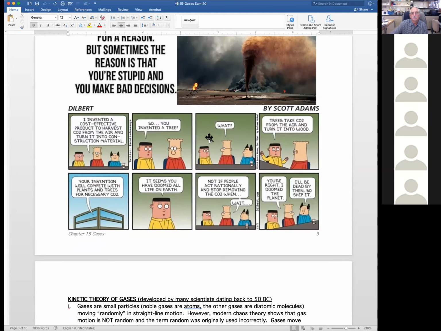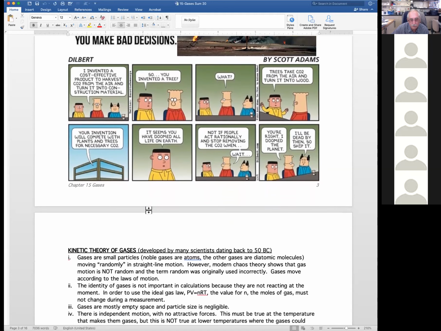So anyway, just a couple of Dilberts on this. I love Dilbert. He's just really too much.